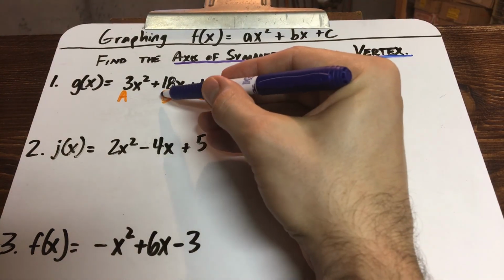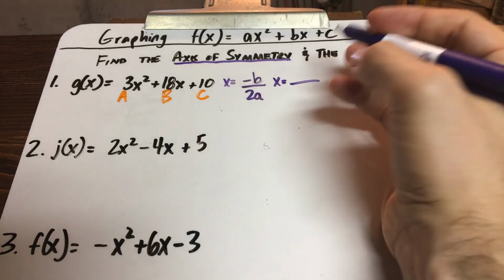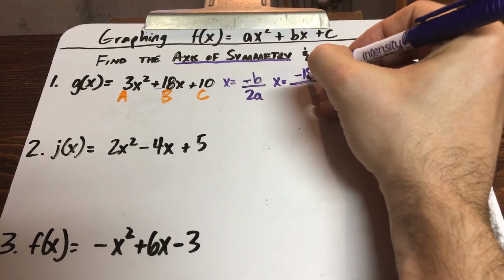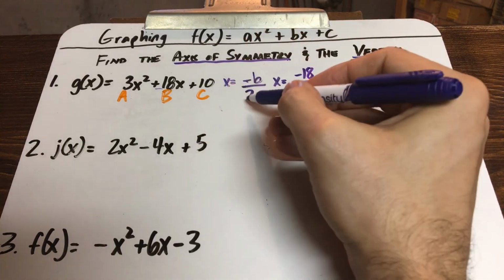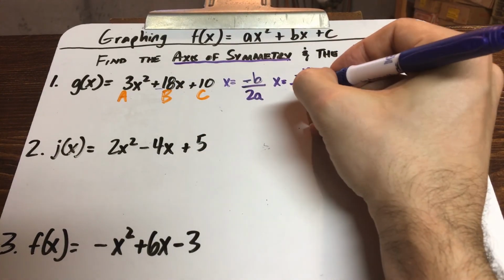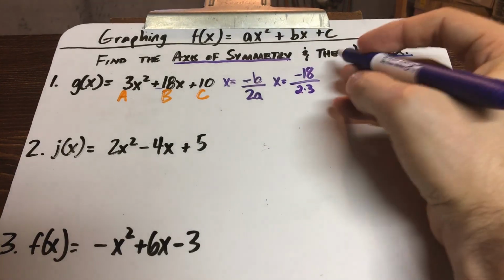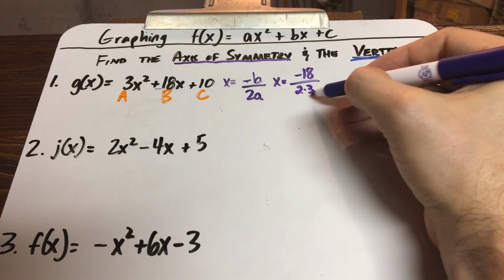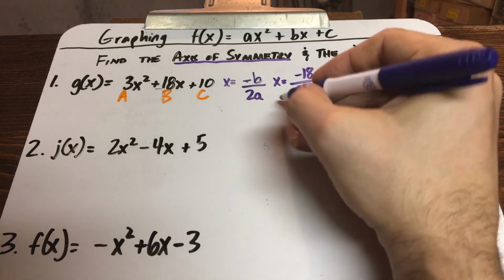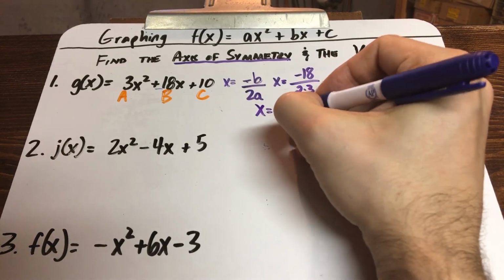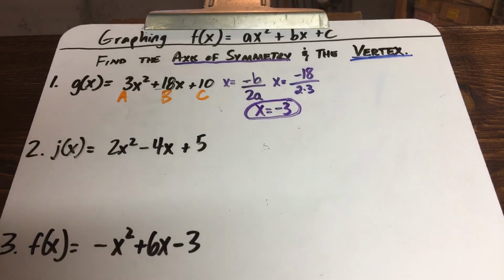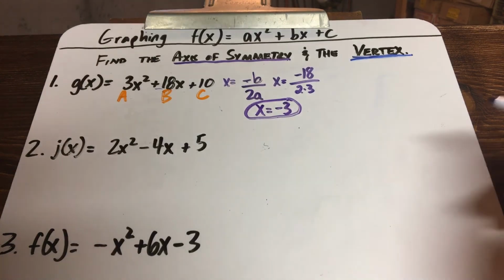-b is, okay, here's my b. b is positive 18, so it says -b. That's going to be -18 over 2 times a. My a is 3, so I'm going to do 2 times 3. Obviously, most of you can do that in your head. -18 divided by 6 equals -3. So my axis of symmetry is -3. Easy, simple, very easy substitution question.